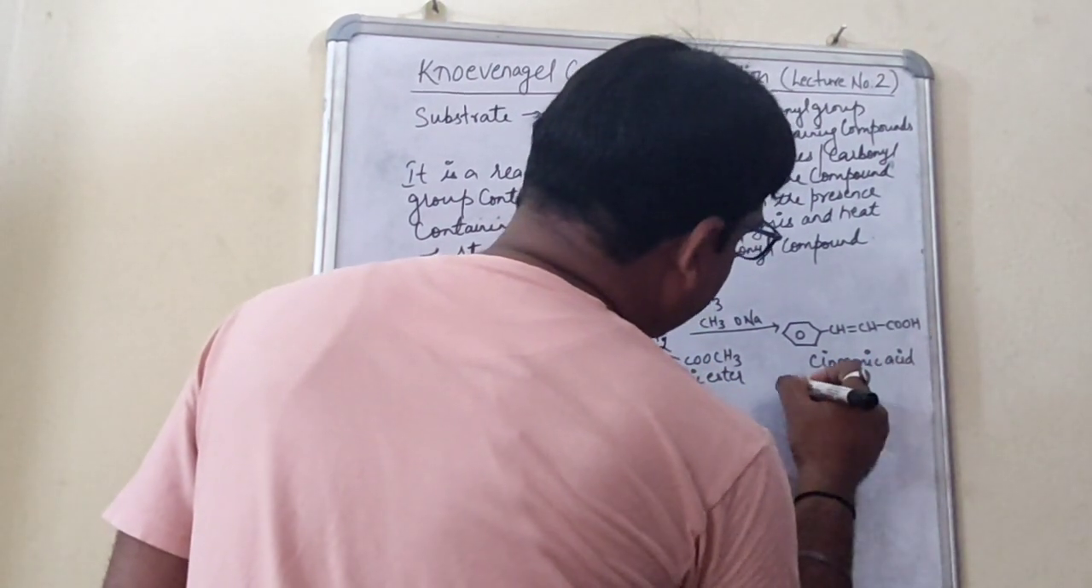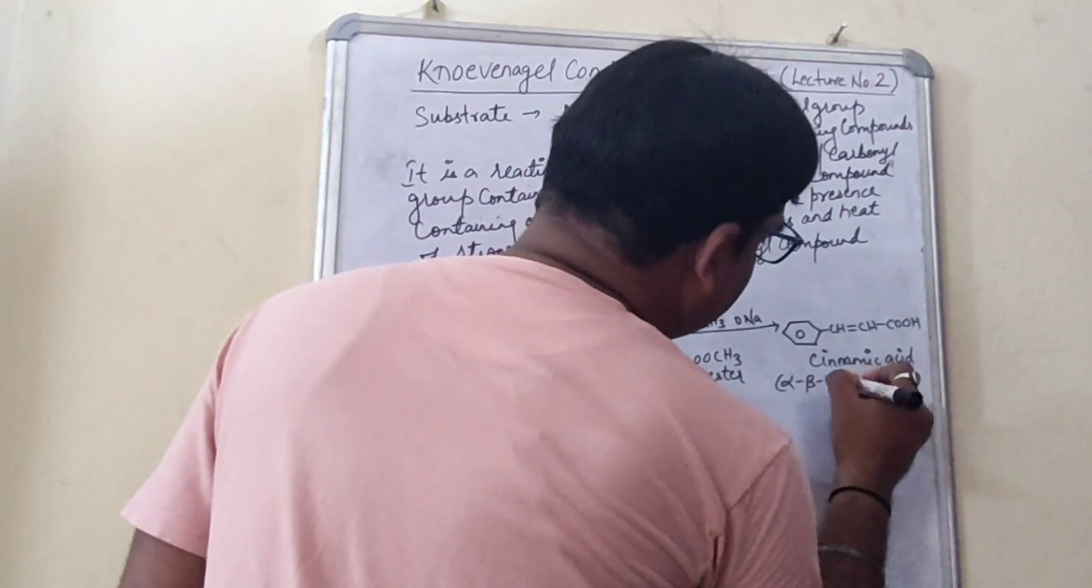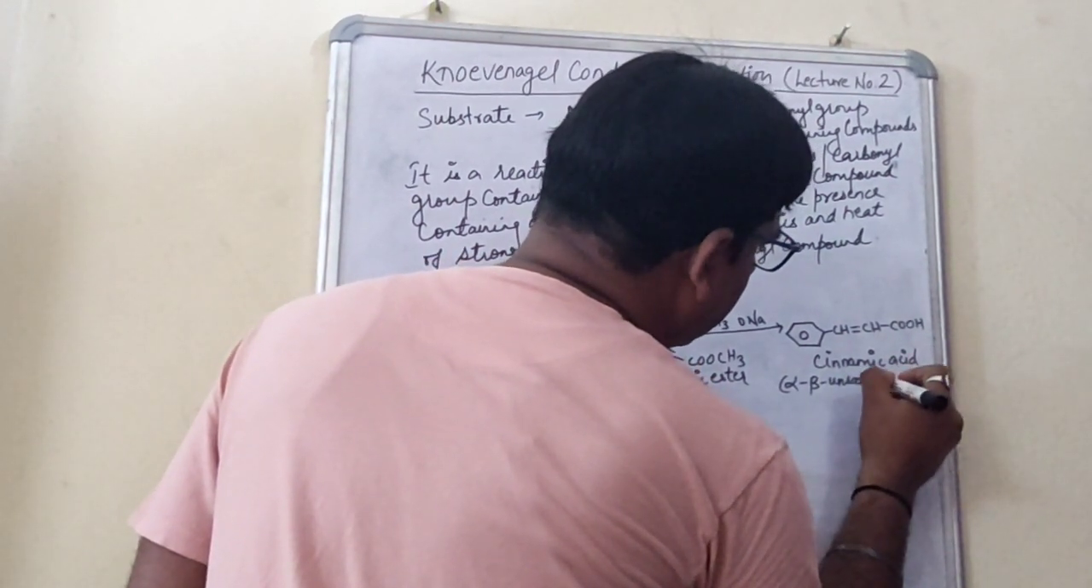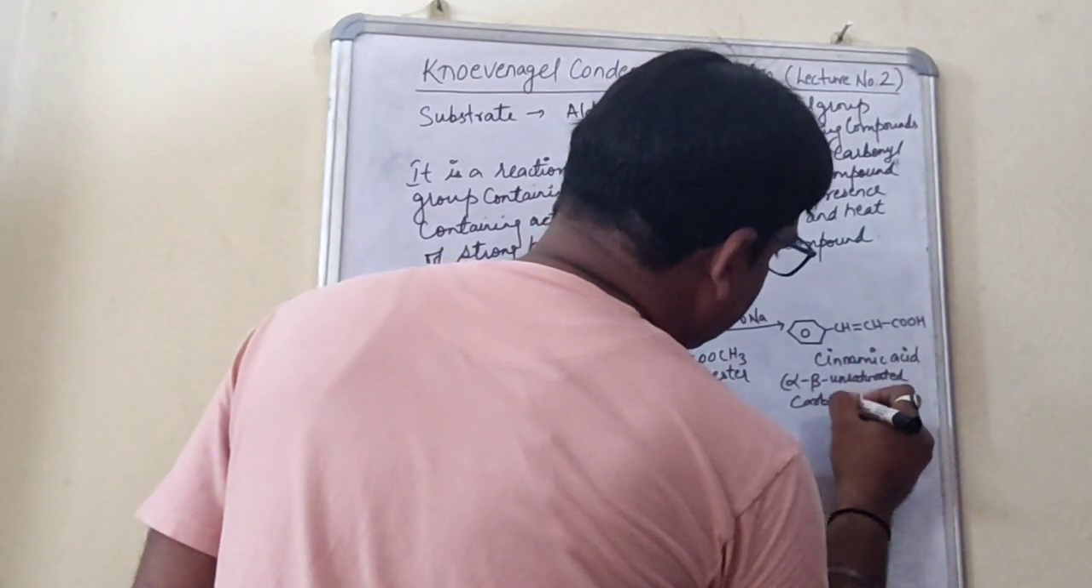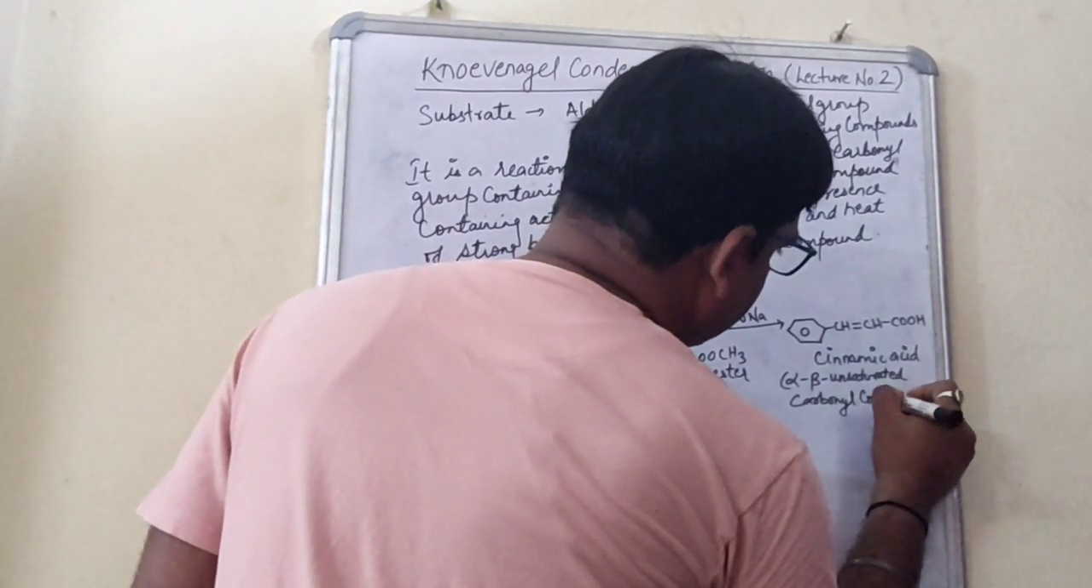So here you can write alpha beta unsaturated carbonyl compounds.